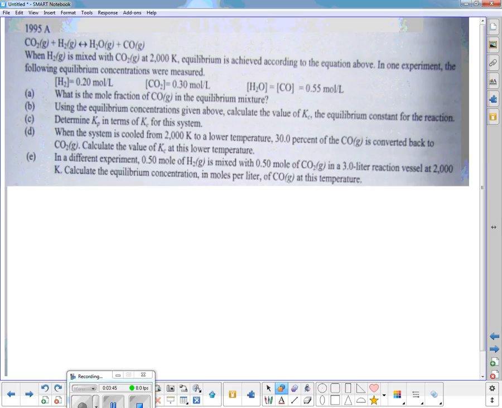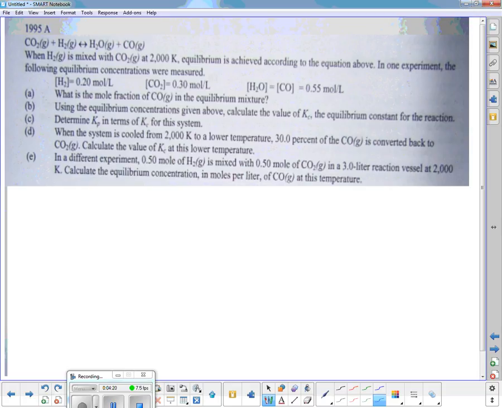Okay, so we're going to bring up our blank paper again. Here we go. Going again, reading what we've got. Let's start with what we have. So we have this lovely equation. Yes, we do. CO2 plus H2 gives us H2O plus CO, which is carbon monoxide. When H2 is mixed with CO2 at 2000 degrees Kelvin, equilibrium is achieved according to the equation above. In one experiment, the following equilibrium concentrations were measured. Equilibrium concentrations, so that's important. It's not the beginning or initial, it's the equilibrium concentrations.